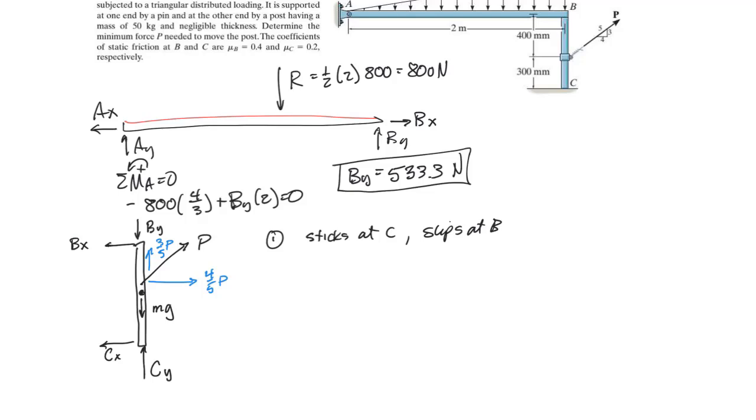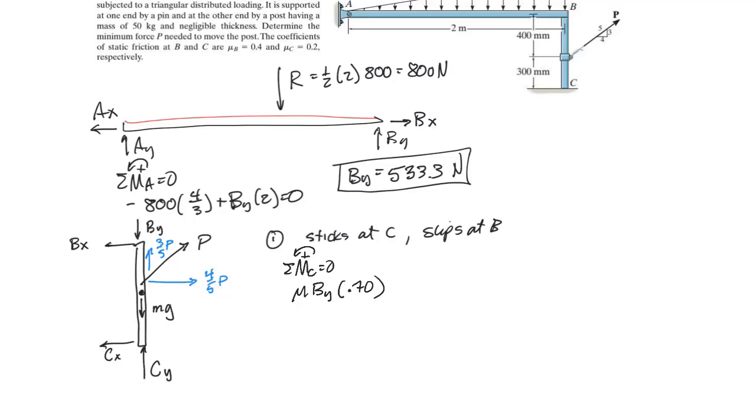Okay, let's sum the moments about C and see what we find. Sum of the moments about C is equal to 0. So here, if it slips at B, Bx is mu times normal, which would be mu times By. That's going in the positive direction. So it'll be mu By, and the lever arm here is 0.7.